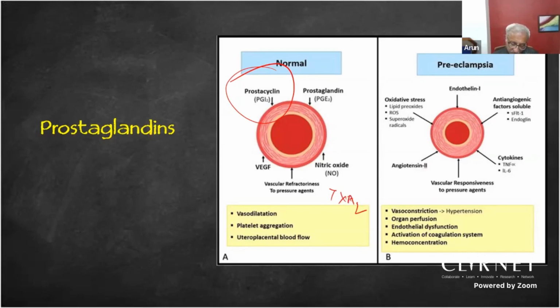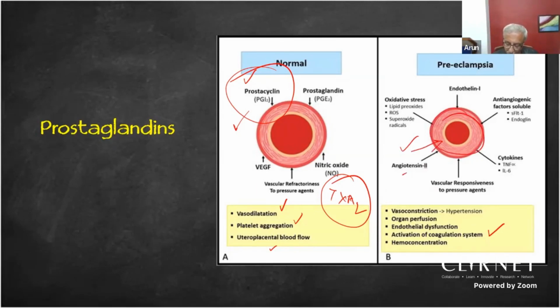So it is the prostacyclins that take over, and this causes vasodilatation. Platelet aggregation is less, so uteroplacental blood flow increases. Whereas in preeclampsia, there is a reverse mechanism. This means the thromboxane A2 overtakes, and this causes activation of the coagulation system, and angiotensin 2 is also increased. They all cause vasoconstriction.